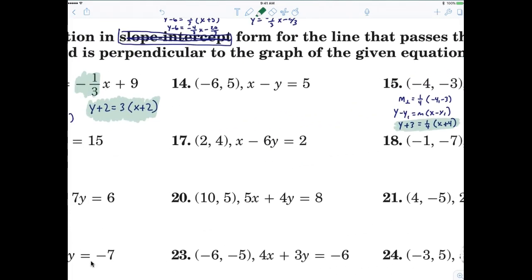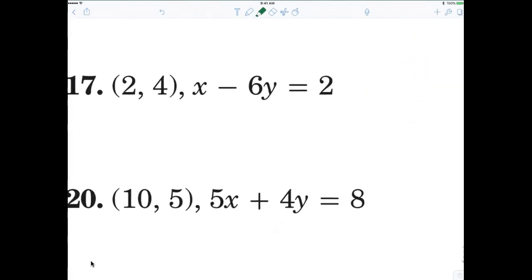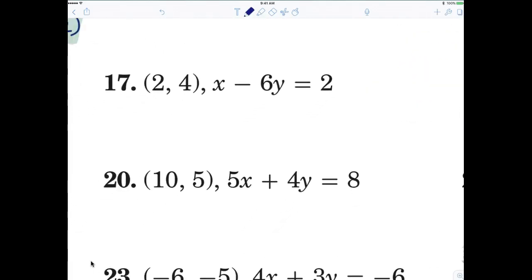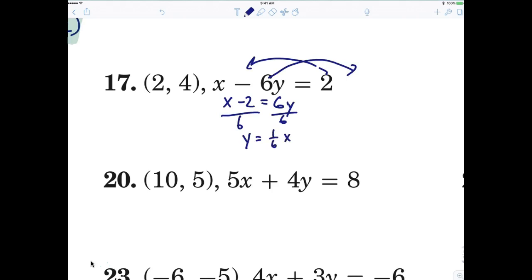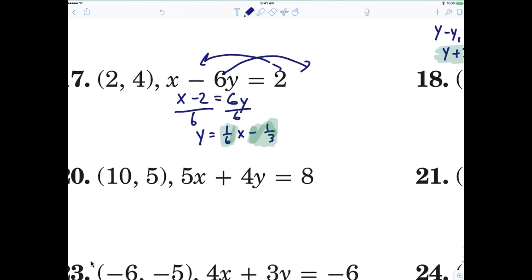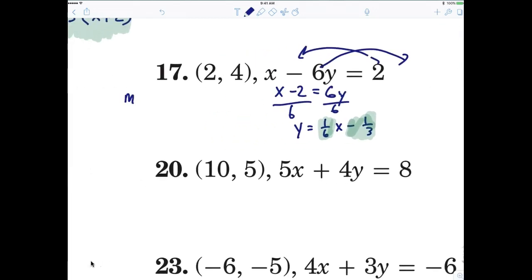For 17, it's kind of annoying because we have to find the slope first, so let's do that. So x minus 2 equals 6y. Remember, I'm moving the 2, I'm moving the 6y. Now I'm dividing by 6. So y is equal to 1/6 x minus, and 2/6 reduces to 1/3. But again, this doesn't matter. The only thing that matters is the slope, and the slope of that line is 1/6. So the slope of the perpendicular is -6.